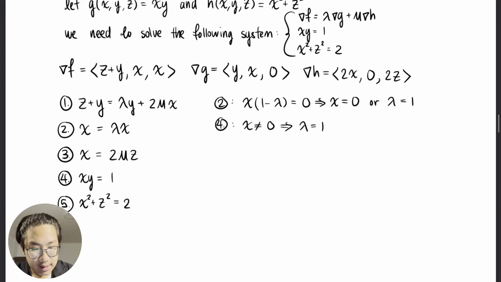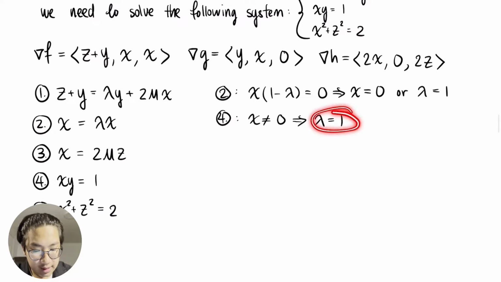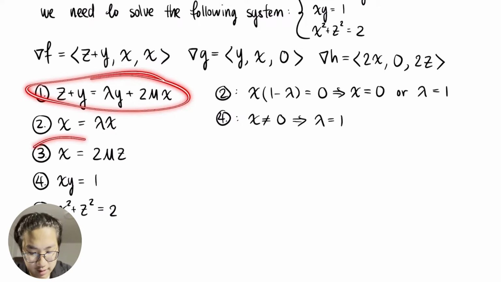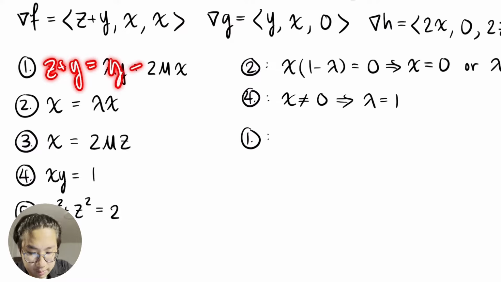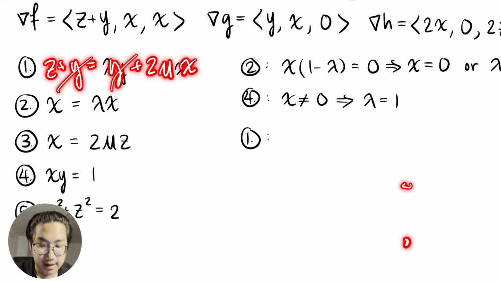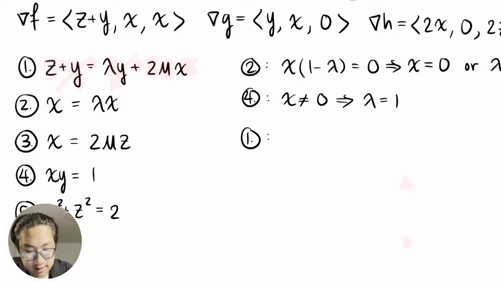Okay, so next, if we use lambda is then equal to 1, we can make use of that in equations 1 and then equations 3. So from 1, if we plug in lambda is equal to 1, we effectively just get z plus y is equal to y plus 2 mu x. And here, obviously, the y's would just cancel out. And then we're left with z is equal to 2 mu x.